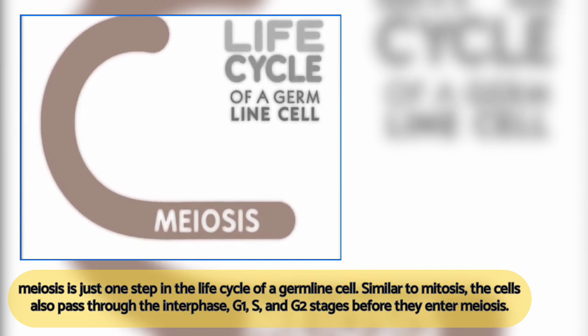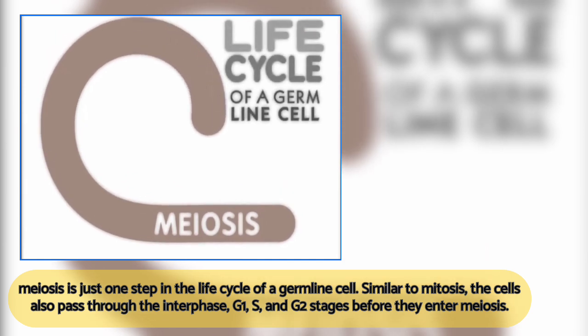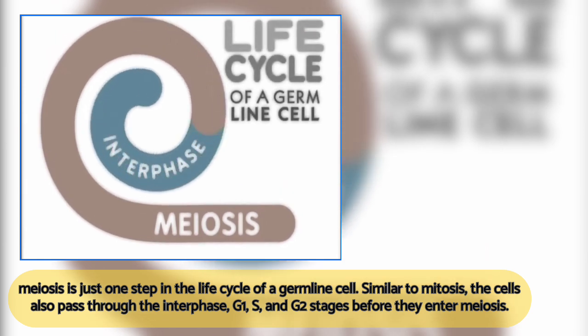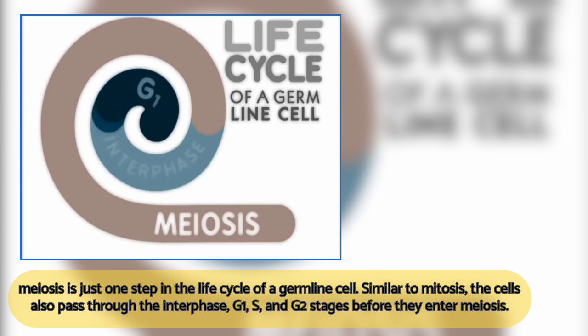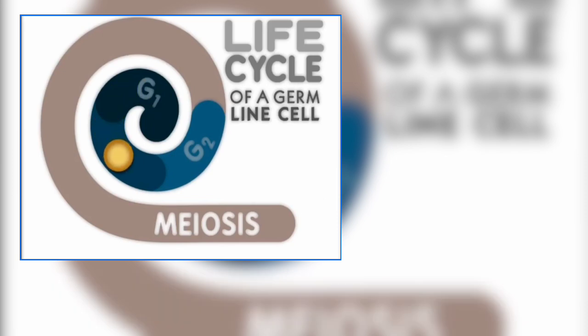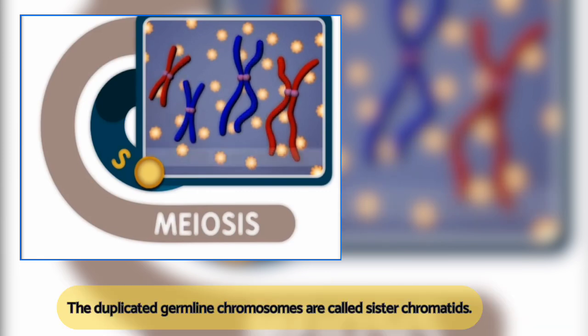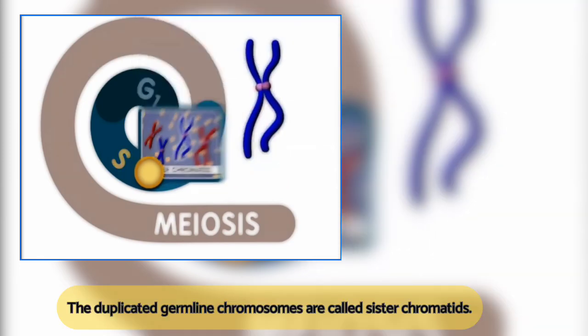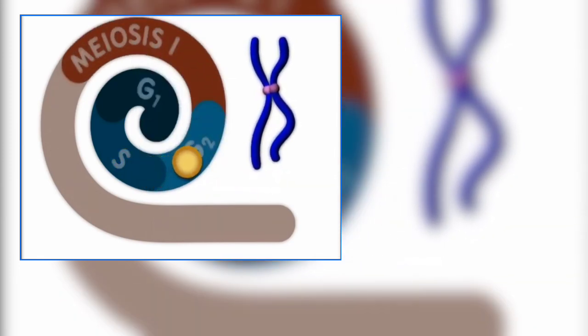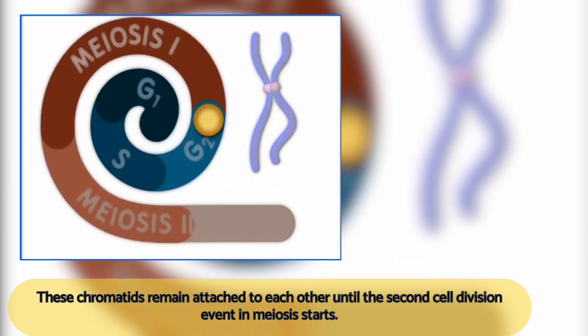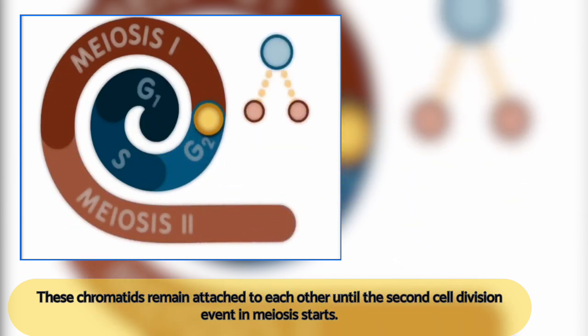Meiosis is just one step in the life cycle of a germline cell. Similar to mitosis, the cell also passes through the interphase G1, S and G2 stages before it enters meiosis. The DNA inside a germline cell is duplicated before meiosis begins, during the S phase. The duplicated germline chromosomes are called sister chromatids. These chromatids remain attached to each other until the second cell division event in meiosis starts.